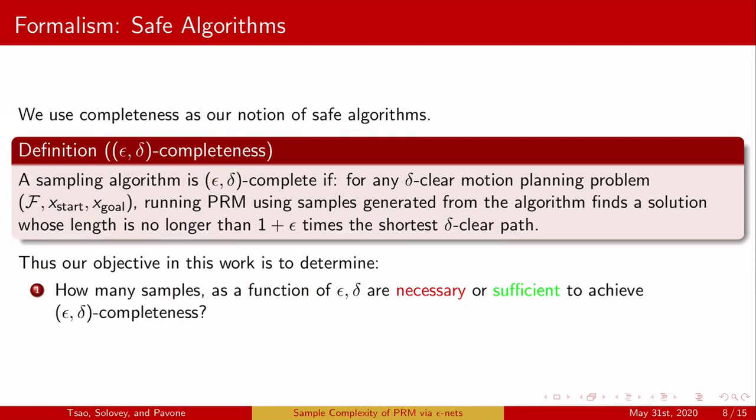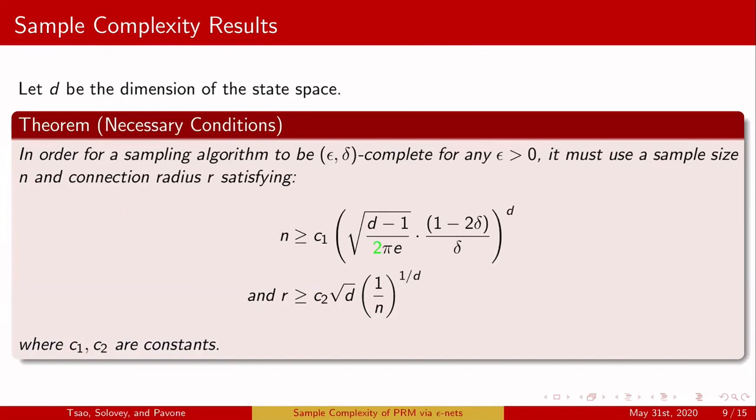So to sort of more mathematically restate our objective, we want to know how many samples are necessary or sufficient to achieve completeness as a function of the parameters epsilon and delta. Okay, so now we present the results. So we have a necessary condition. It says that in order for a sampling algorithm to be complete, for any epsilon, it must have sample size n and a connection radius r satisfying these inequalities, right?